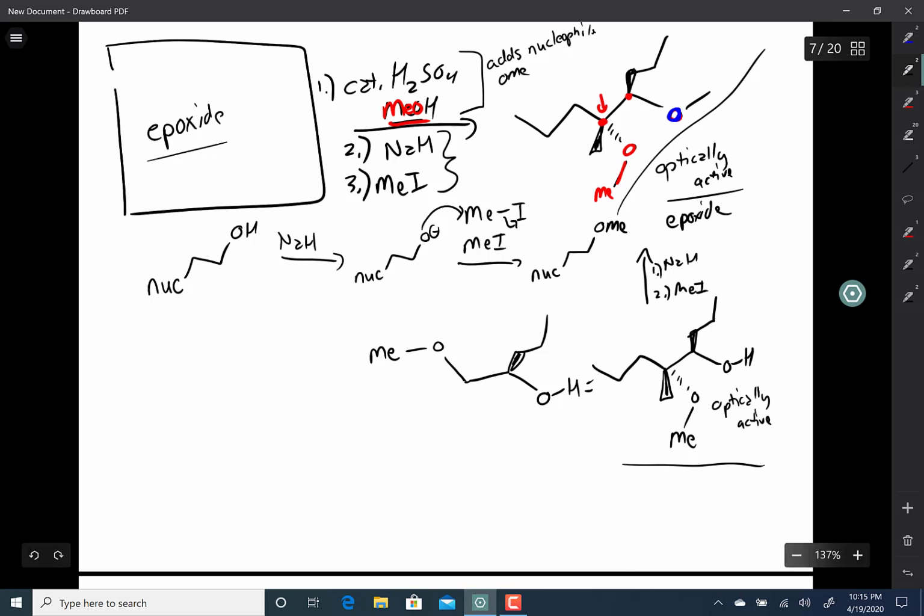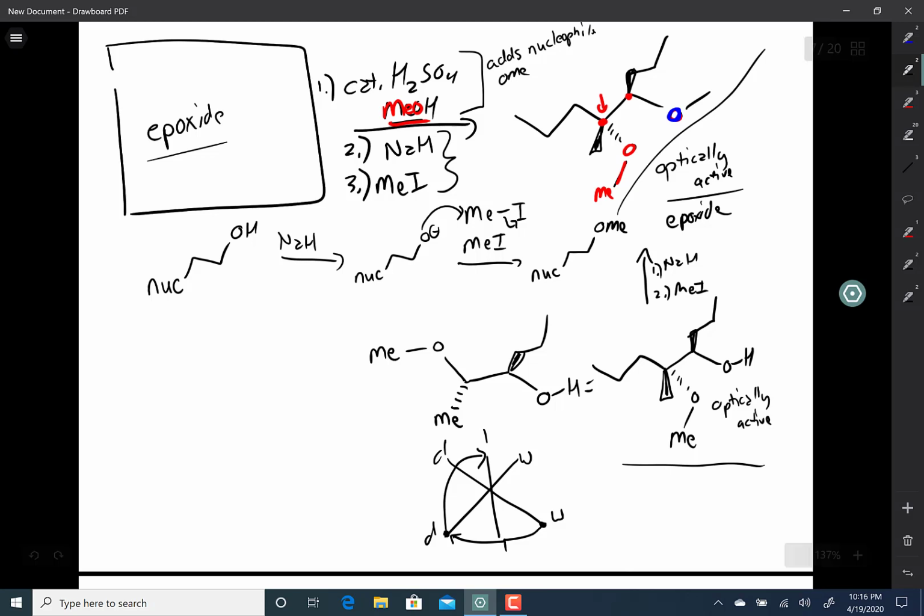And so when we draw this, I'm going to use this trick right here: line, line, wedge, wedge, dash, dash. The methoxy group started as a dash to the bottom of the page and ends up as a line to the top of the page, so that's 2 clicks clockwise. So the methyl group starts out as a wedge to the bottom of the page and goes 2 clicks, and it ends up being a dash to the bottom of the page. The propyl group starts out as a line to the top of the page and goes 2 clicks and ends up being a wedge to the bottom of the page.